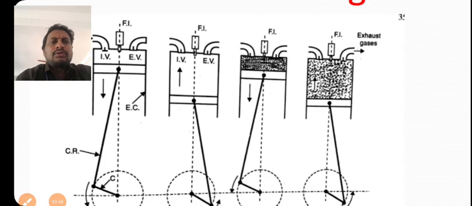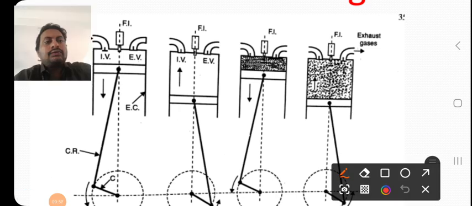In the fourth stroke, that is the exhaust stroke, the piston moves from BDC to TDC. The exhaust valve is opened. The products of combustion, in the form of smoke and emissions, will go to the atmosphere through the exhaust valve. So this is about the exhaust stroke.